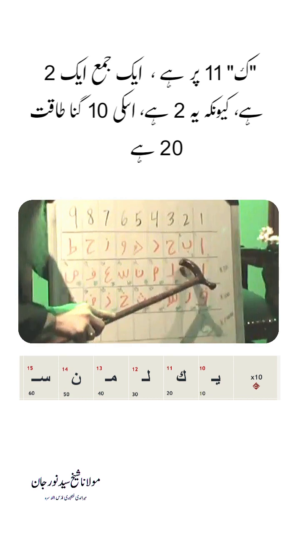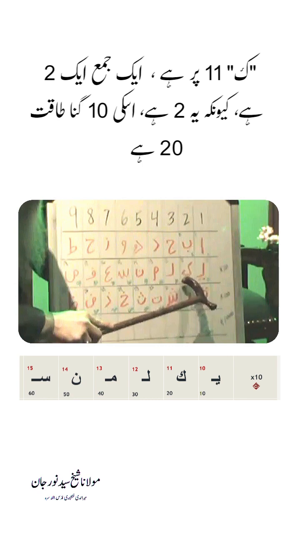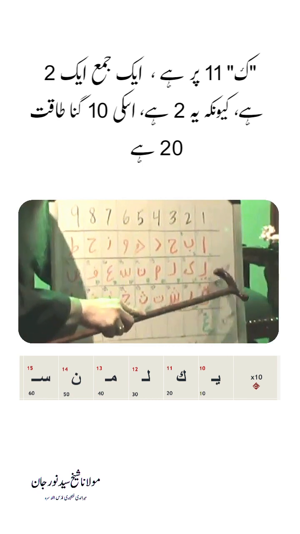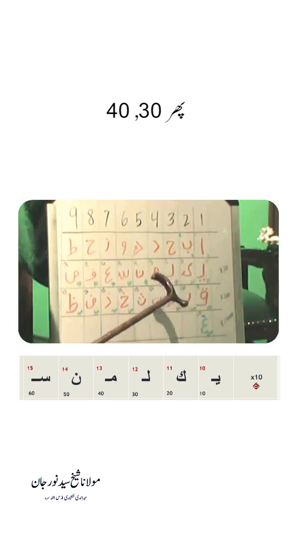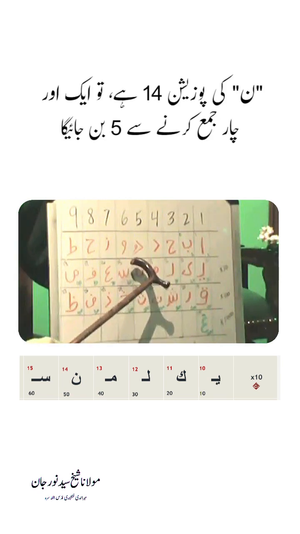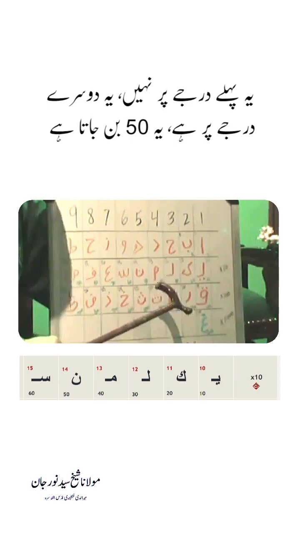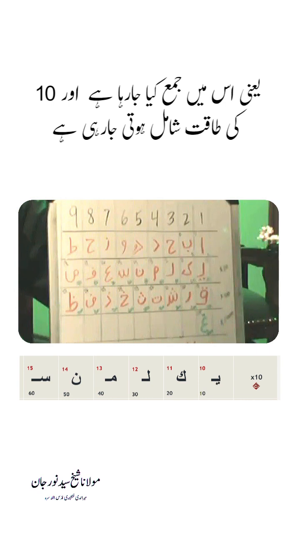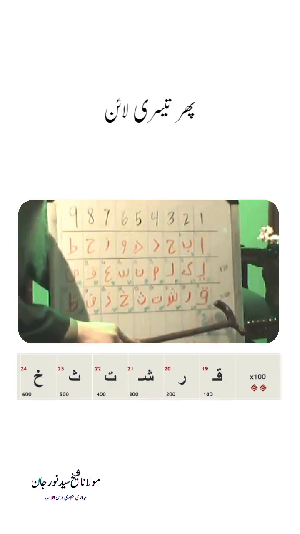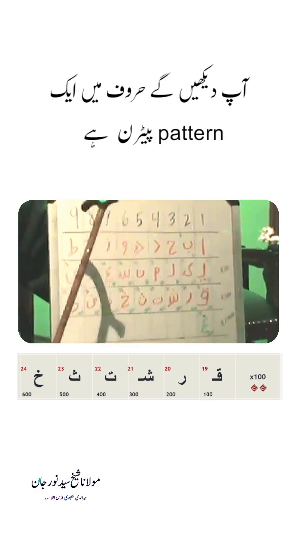Kaf is at 11, which is 1 plus 1 is 2. Since it's a 2, it's times 10, it's 20. Then here again, 30, 40. Noon is at the 14th place, so it becomes 1 plus 4 is 5. But it's not at the first level, it's at the second level, so it becomes 50. It's like adding to it. It becomes the power of 10 to that number. And then again for the third line. So now you begin to see there's a pattern in the letters.